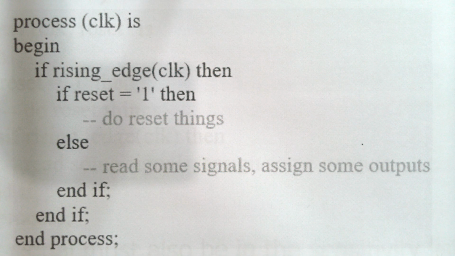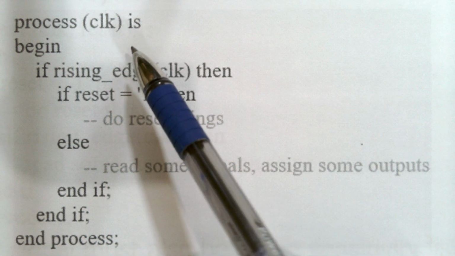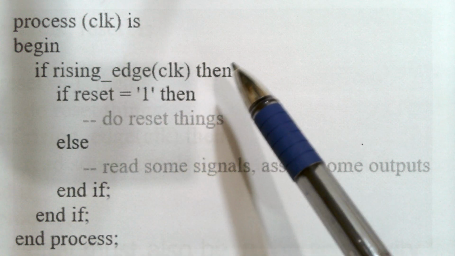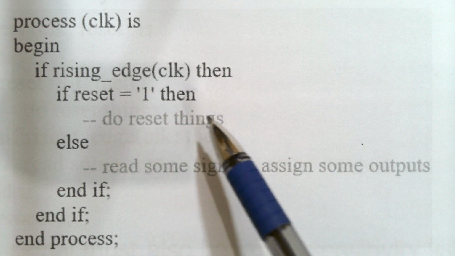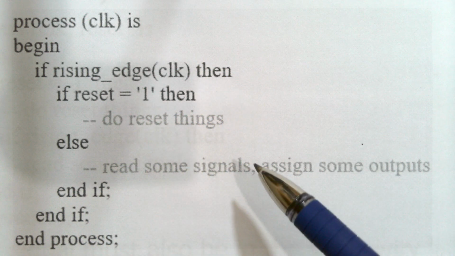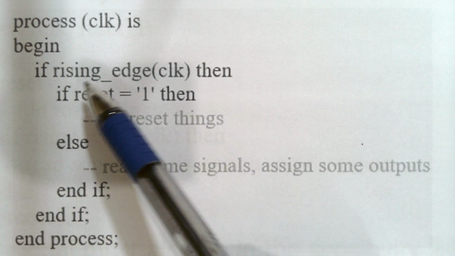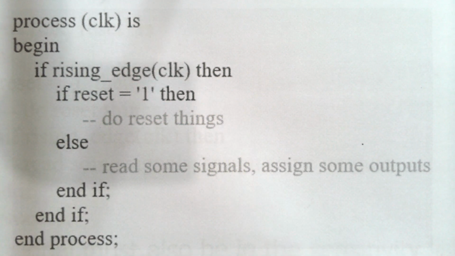And this code is written for a register. We start off with the process statement. Then the sensitivity list, we put CLK, clock, is begin. If there's a rising edge of the clock, then if reset is equal to 1, then do something, right? Reset. Else, do something else. End if for this first if statement, and end if for the next if statement, then end process.